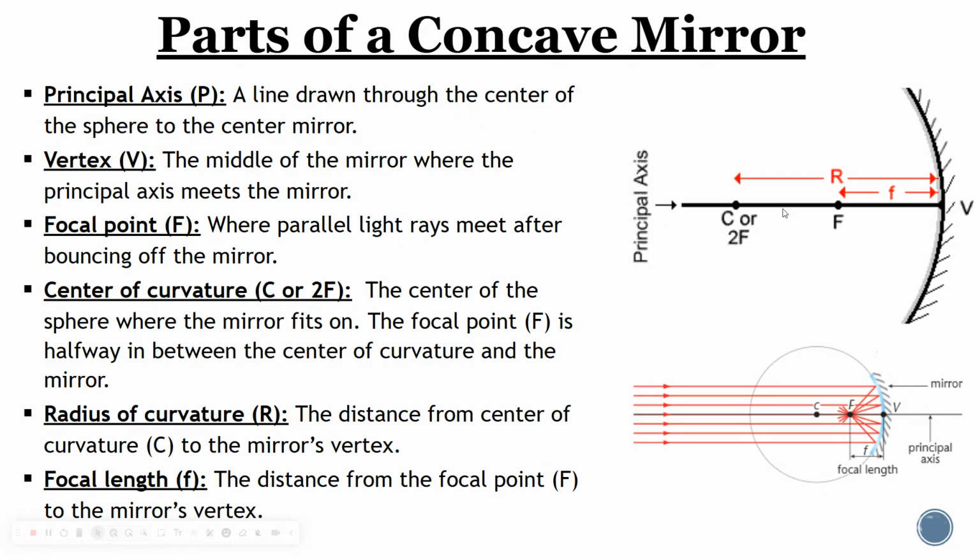The focal point, you can draw it on your principal axis here. That's the area where parallel light rays would hit the mirror and then meet. So you could find the focal point of a mirror by putting a bunch of parallel light rays together here, making them hit the mirror and seeing where they meet, and that would be your focal point, represented by the letter F. The center of curvature, big C or 2F, is simply 2 times the distance of the focal point. So let's say the focal point was 5 centimeters away. Well, the center of curvature is 10 centimeters away.